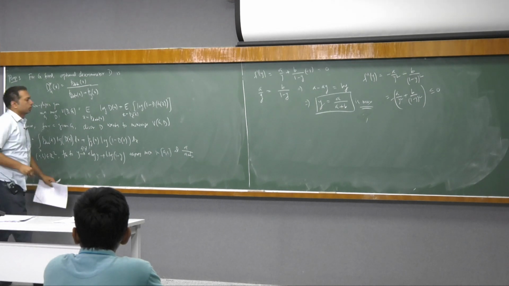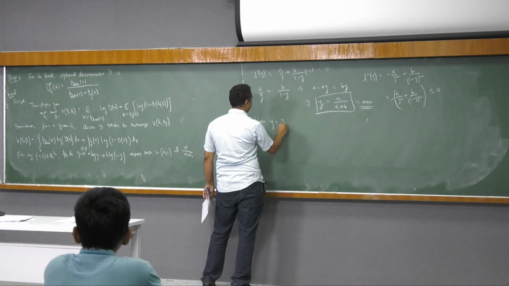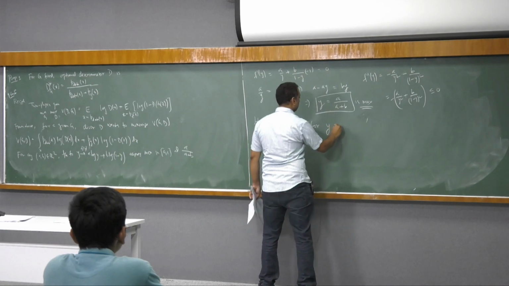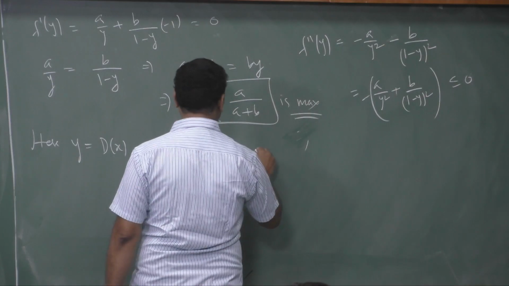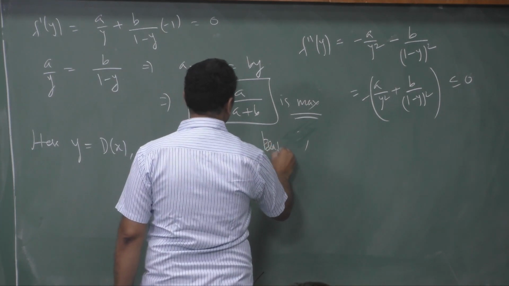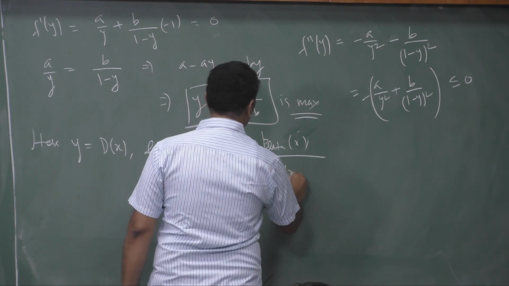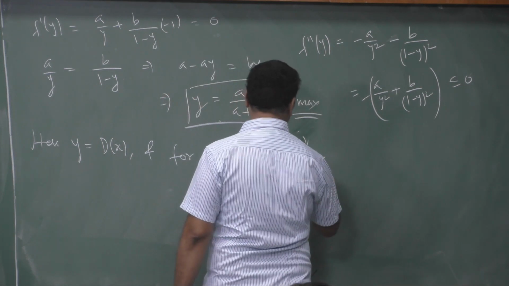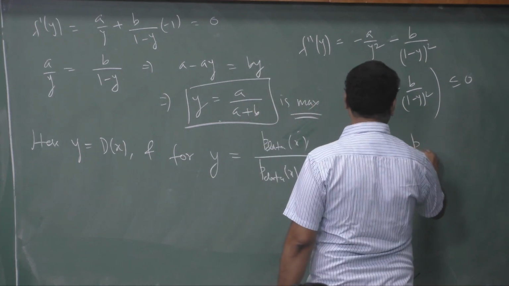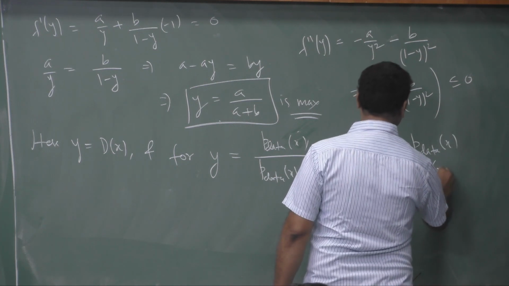So here y is dx, and for y equals p data x by p data x plus pg x, where I set a to be p data and b to be pg x. Okay.